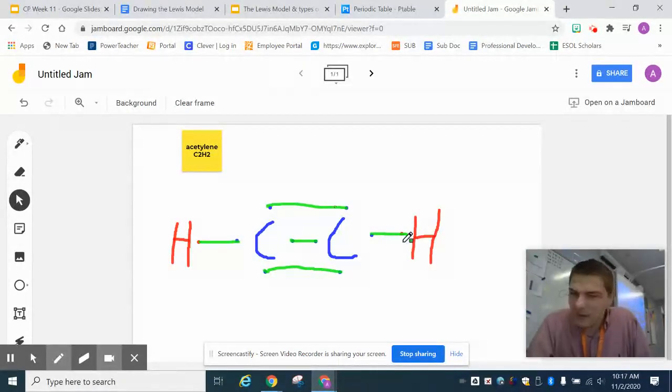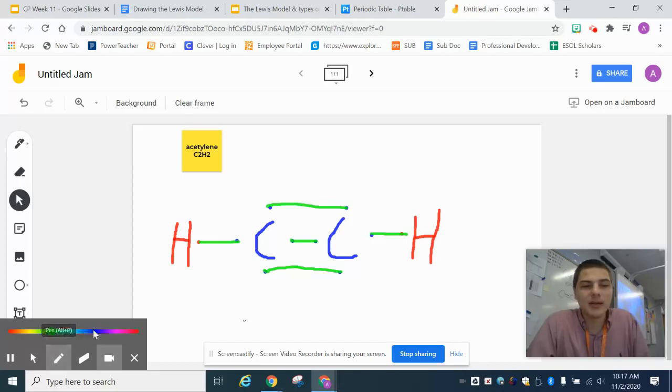Now, this isn't actually the final way of drawing it just because it looks a little bit messy and scientists like everything to be nice and neat. So the final way we draw this is actually like this.